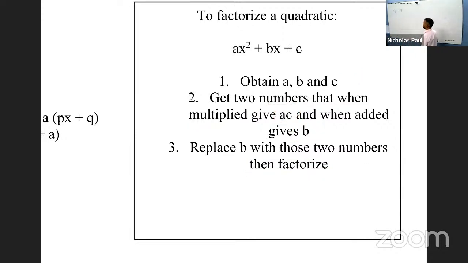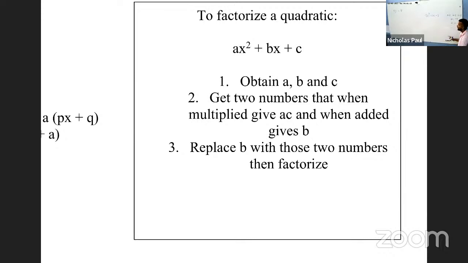Those who are online, look at the camera. Watch it here. How do we factorize the quadratic? Step number 1. Write down A, write down B, write down C. A is 5, B is -2, C is -3. So you write down A, B, and C. Then you write AC and you write B. AC is -15, B is -2.